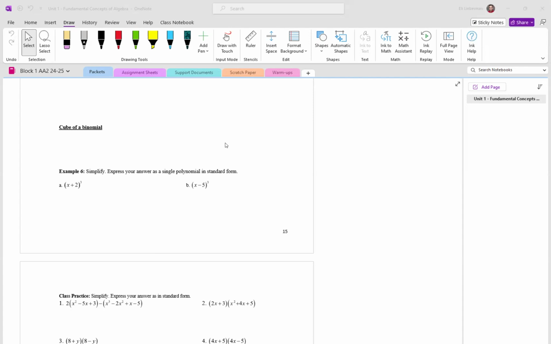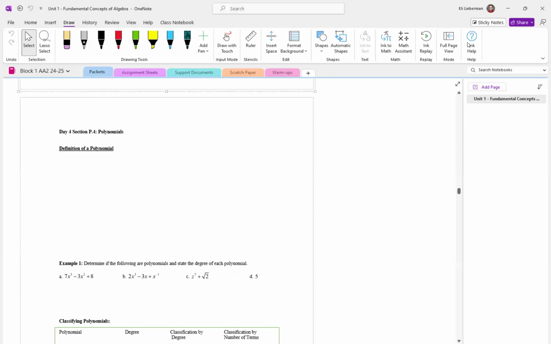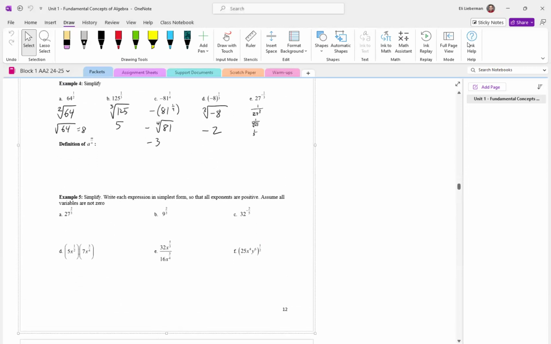Let's get through today's lesson completely. And we had to finish last time's lesson, didn't we? We didn't get to that special case. Let's see, what page are we on? We are on page 12.